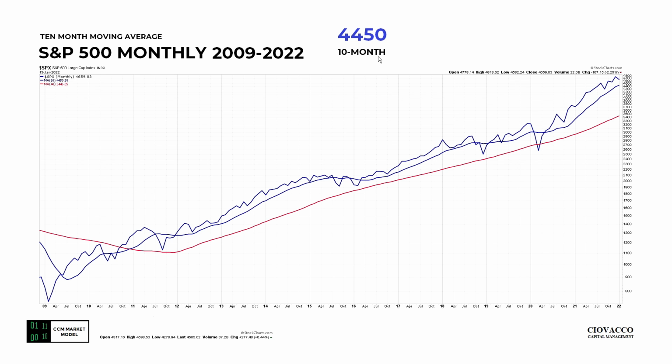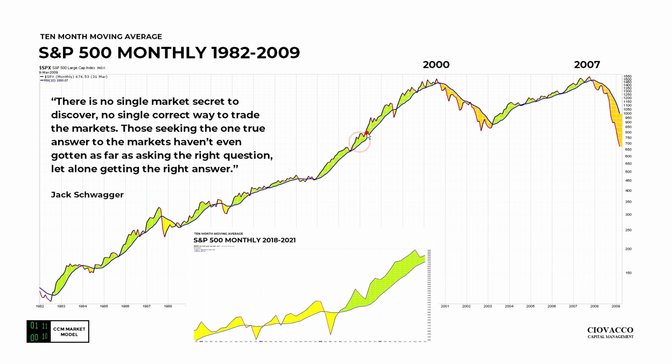10-month moving average, intra-month 44.50. The close on Thursday, January 13th was 46.59. So a drop down to this level here would be pretty painful, but it wouldn't be particularly abnormal, even in the context of a very, very strong secular trend.